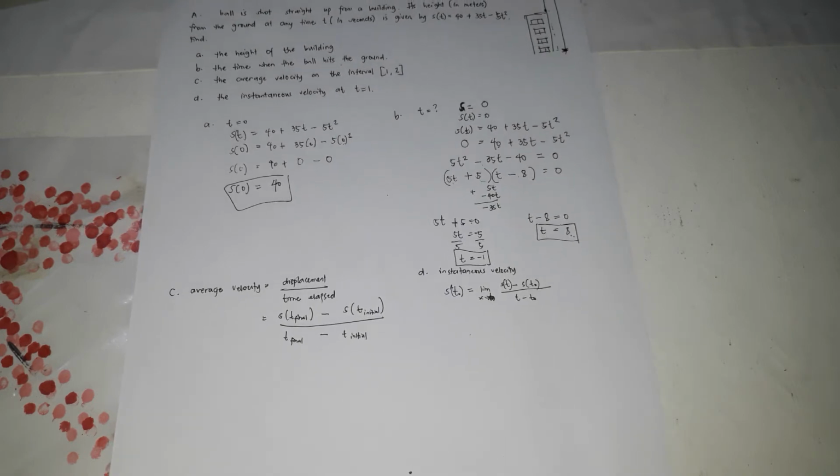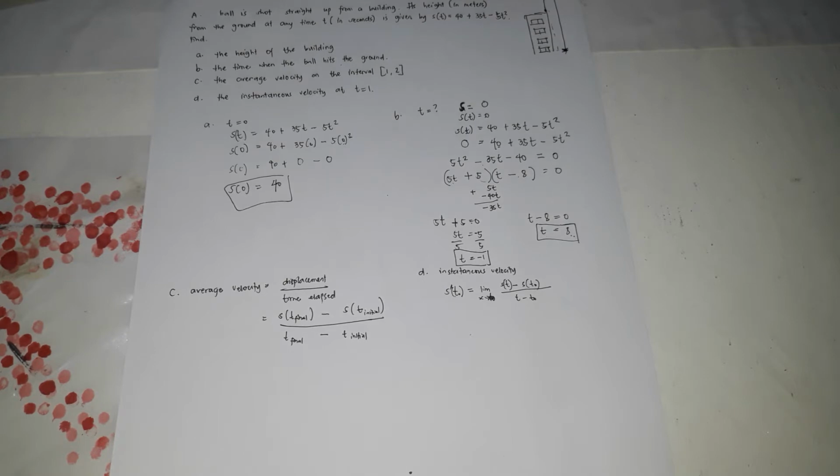We're going to answer letter C. We're going to find the average velocity on the interval 1, 2. To find the average velocity on the interval 1, 2, this is the formula that we're going to use: S of t final minus S of t initial over t final minus t initial. There are many things that we're going to do. We're going to solve for S of t, S of t final and S of t initial.